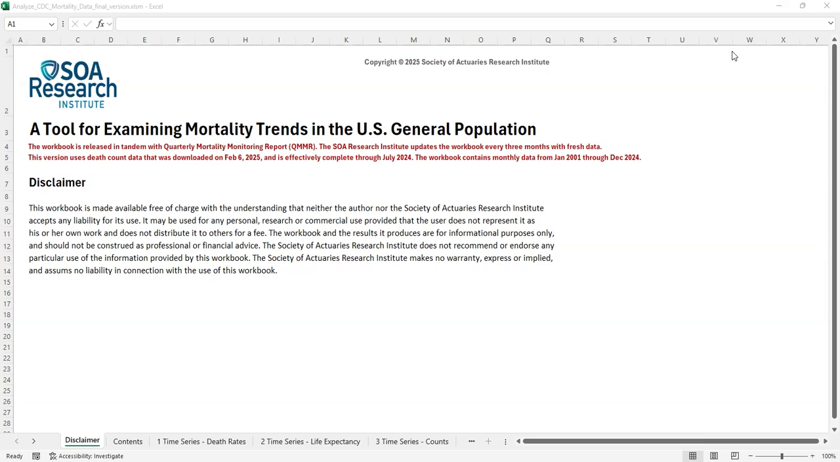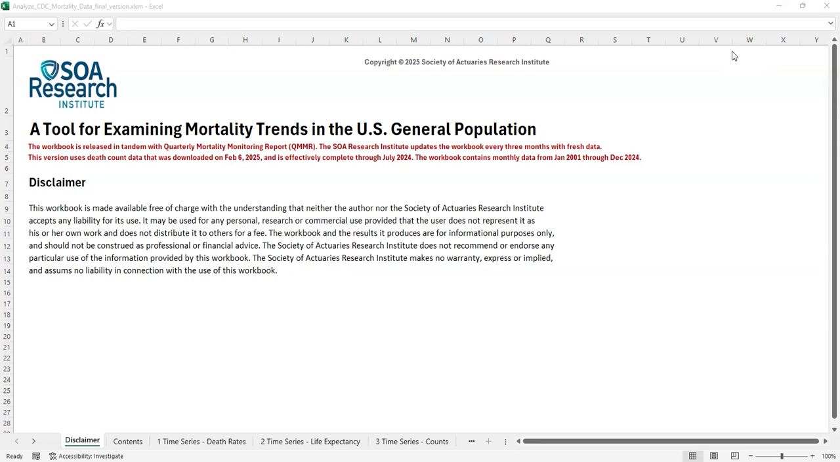Going forward, the SOA will update this workbook every 3 months with fresh data. The updated workbook will be released on the SOA's website along with an updated report. The report provides a high-level overview of U.S. general population mortality trends. The workbook is available for anybody who wants to take a deeper dive into the data.